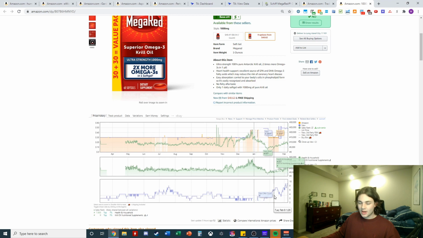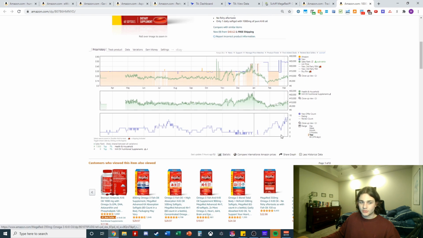This bottom one tracks how many new sellers there are on this listing. Right now it looks like over time it's been about 2 to 4 pretty consistently. Amazon has been controlling it, so it makes sense that no one else would really hop onto it. But now that they've gone out of stock twice, it looks like some people are taking that risk, and it's gone up to 9 offers.